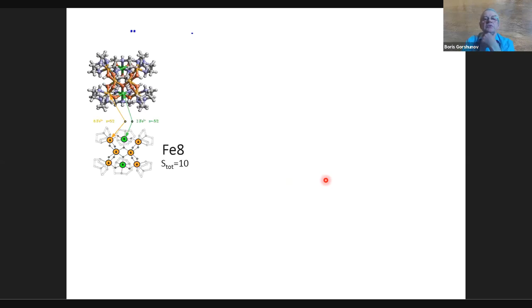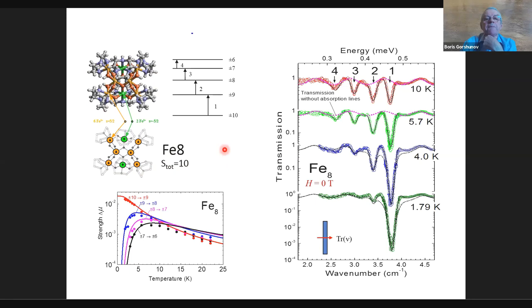Next, I want to switch briefly to the molecular nanoclusters, magnetic nanoclusters. These are materials that have macromolecules with magnetic ions. In this case, these are eight iron ions with spins up and spins down, so that the total spin equals 10. And what we studied here was the transition of the ground state S10 multiplet split by the crystal field. So these are the transitions. They are seen very nicely in the transmission coefficient spectra.